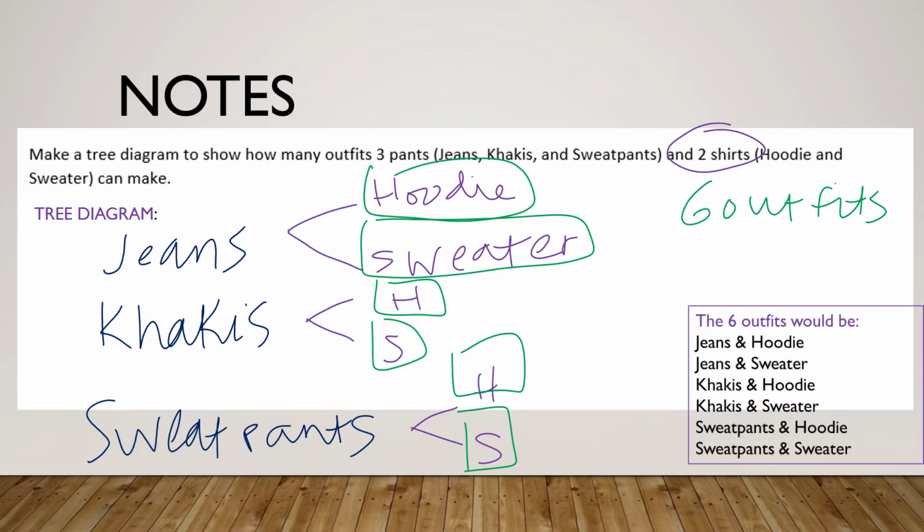And then the 6 outfits would be jeans and a hoodie, jeans and a sweater, khakis and a hoodie, khakis and a sweater, sweatpants and a hoodie, or sweatpants and a sweater. So you could do those 6 different options. So that's how you make a tree diagram. Pretty easy. You just start with whichever category you want to.